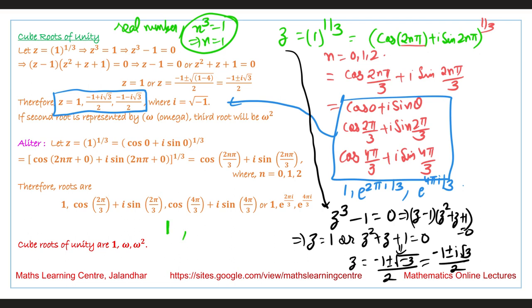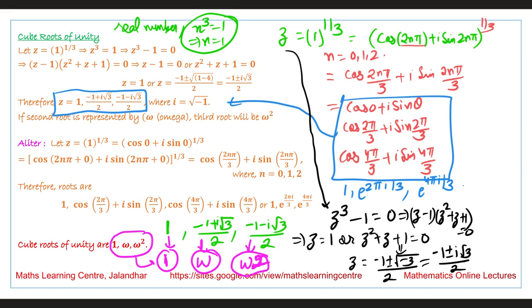1, then next is minus 1 plus iota root 3 by 2, and next is minus 1 minus iota root 3 by 2, and these 3 roots can be written as 1, this second root is written as omega, and this third root is written as omega square. These are just the notations we are using, that these roots can be written as 1, omega and omega square. So you can use any of these methods to calculate the cube roots of unity.